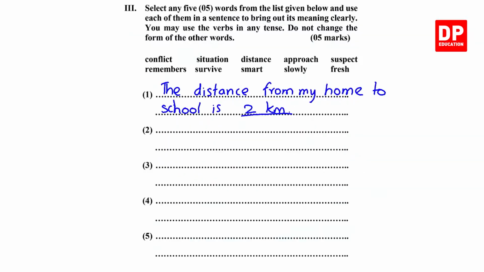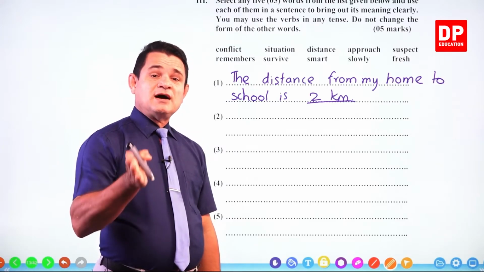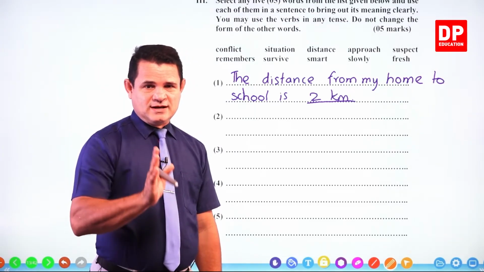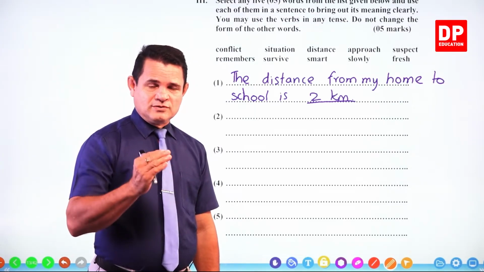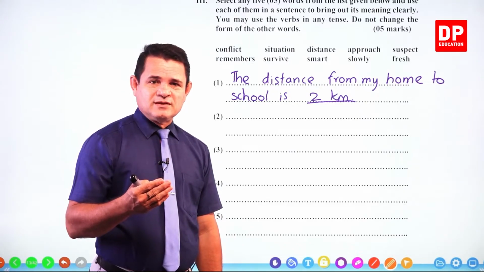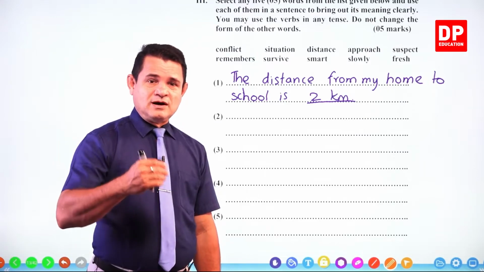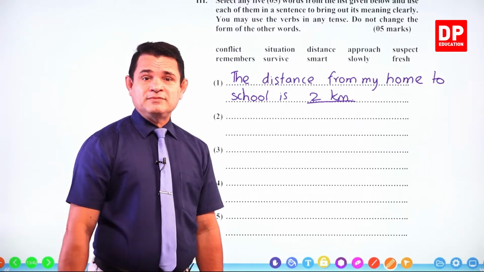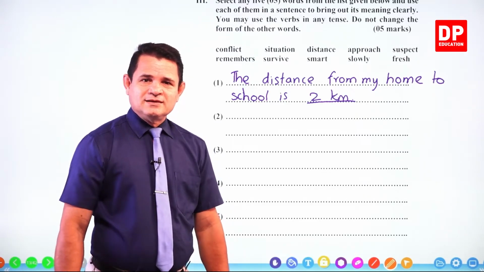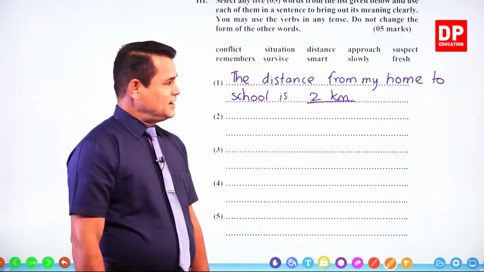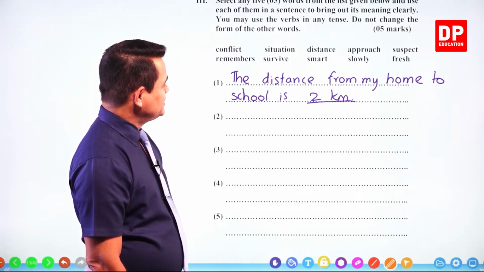Smart is also a very good word. Smart, an adjective. Here distance is a noun. You can describe a person or the ways of doing something. Our English teacher is a smart person. You can say that. Right? Smart person.